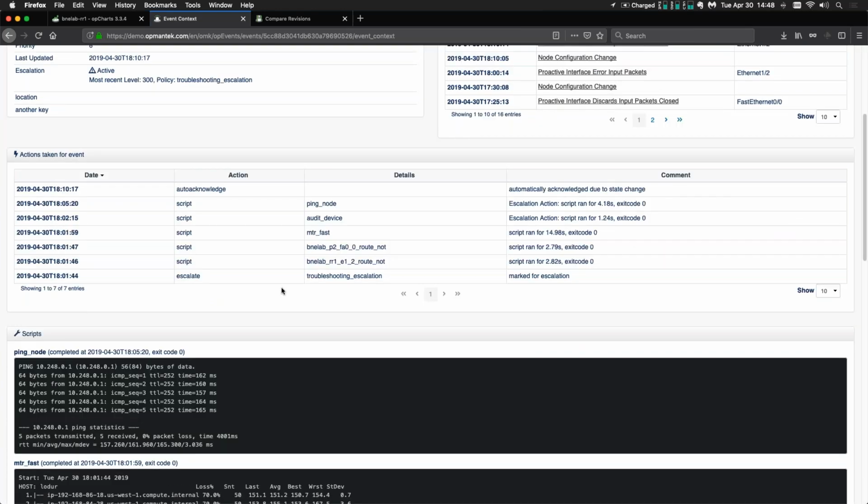And in this example, our system actually ran a troubleshooting escalation, ran a couple of scripts, which actually created that entry for the OSPF cost 9999. So it actually rerouted traffic on that interface or off that interface. Then it ran an MTR fast, a ping node, and an audit of the device. So having solutions that can automatically gather troubleshooting information, obviously all of that helps add to root cause analysis.